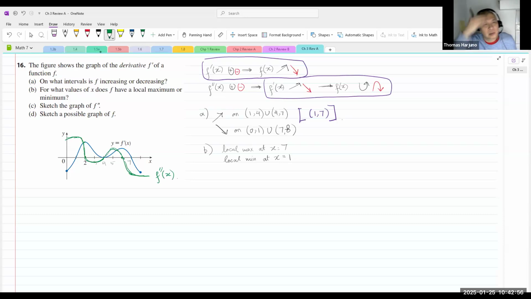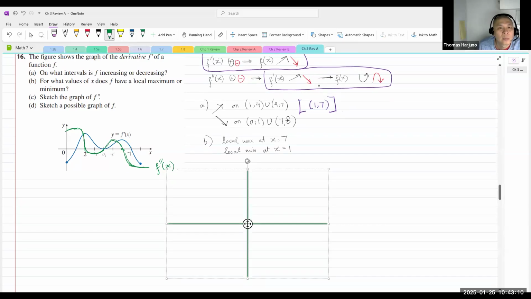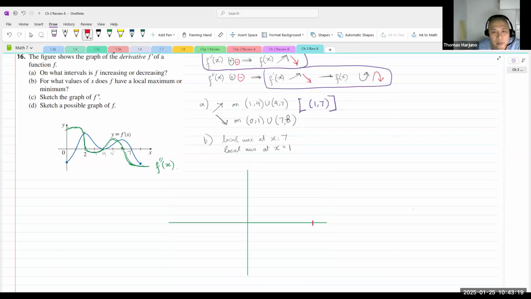Okay, sketch the possible graph of fx. So can you imagine the graph that gives you this slope function? Or at least from here we know the maximum and minimum already, right? So let's try. So at local maximum at 7, this is 7, local minimum at 1.